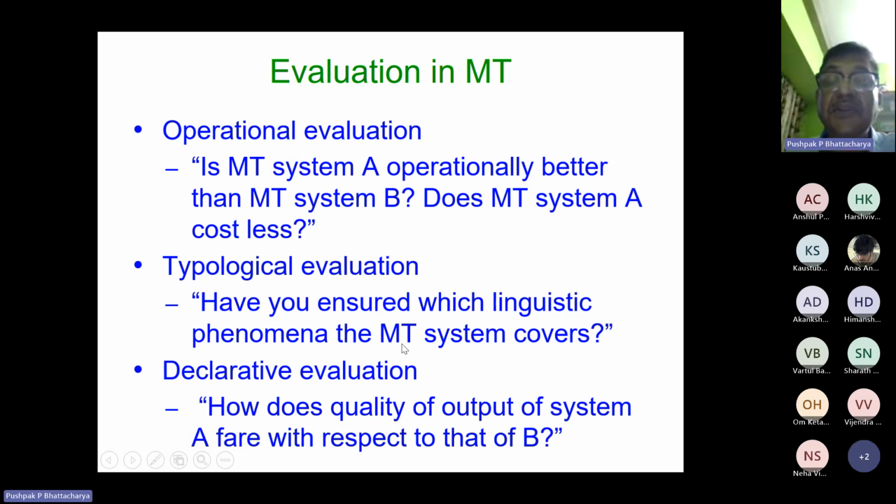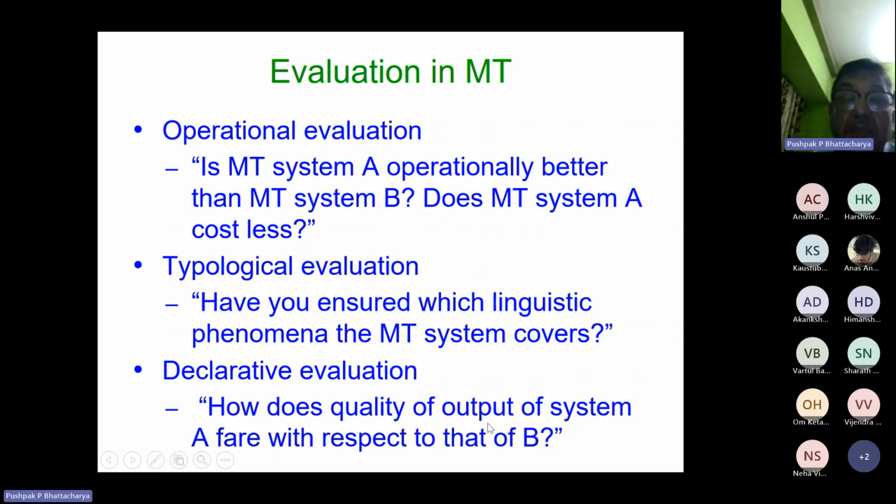Typological evaluation. Have you ensured which linguistic phenomena the machine translation system covers? This is the most difficult. Maybe the machine translation system does well for rotational divergence. Okay, so whenever you have stabbed, you're going to chure se marna, it falters. It doesn't produce chure properly or marna properly. So this is an example of malfunctioning with respect to conflational divergence. But this is a very, very difficult criterion to ensure.